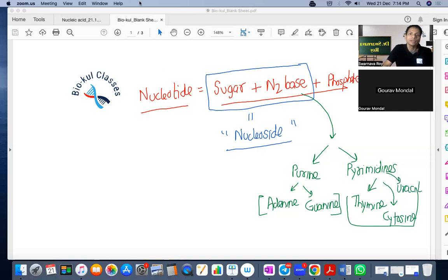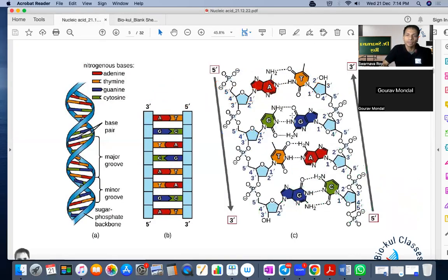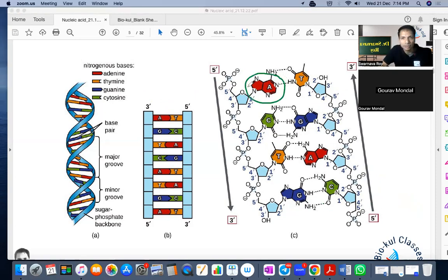So now, when we look at a nucleotide, this is basically the nitrogenous base, this is a sugar, and this is a phosphate. All three of them together, we call a nucleotide. So let me try to draw this. If I take a section here, this is actually the nucleotide.